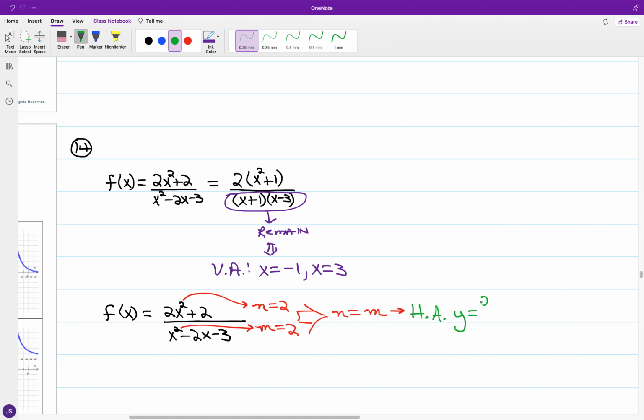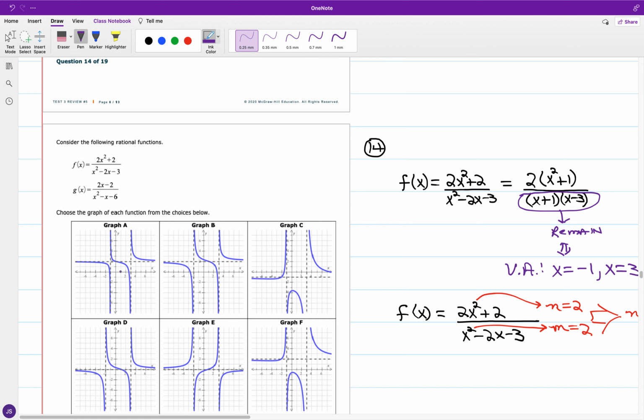Okay, so looking for the graphs that have these vertical asymptotes and the horizontal asymptote at y is equal to 2. All right, so we have -1 and 3, and the horizontal asymptote at 2. Okay, so we got -1, +3, horizontal asymptote at 2. So that part is good. In the case of graph B, we got the horizontal asymptote, but we do not have the vertical asymptotes. So that will go out. C, you got -1 and 3, but if you notice, we have the horizontal asymptote is below the x-axis.